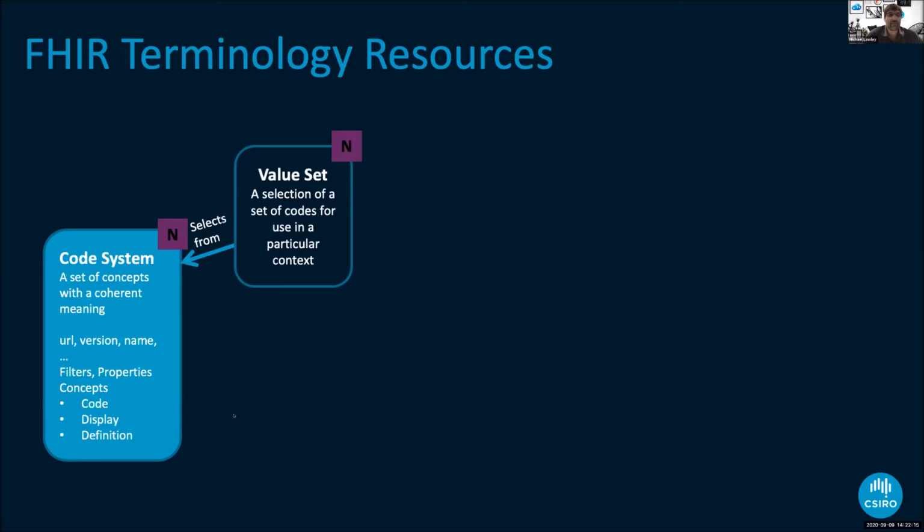The next piece is the value set. And the value set is the workhorse. The value set allows you to select a subset of codes from one or more code systems for use in a particular context. Often that context is a data entry field or for binding to a resource. And the way a value set selects those codes, it may be it just identifies a specific list of codes, or you may use certain rules to include the codes that match the rules. And those rules can have inclusion criteria and exclusion criteria.